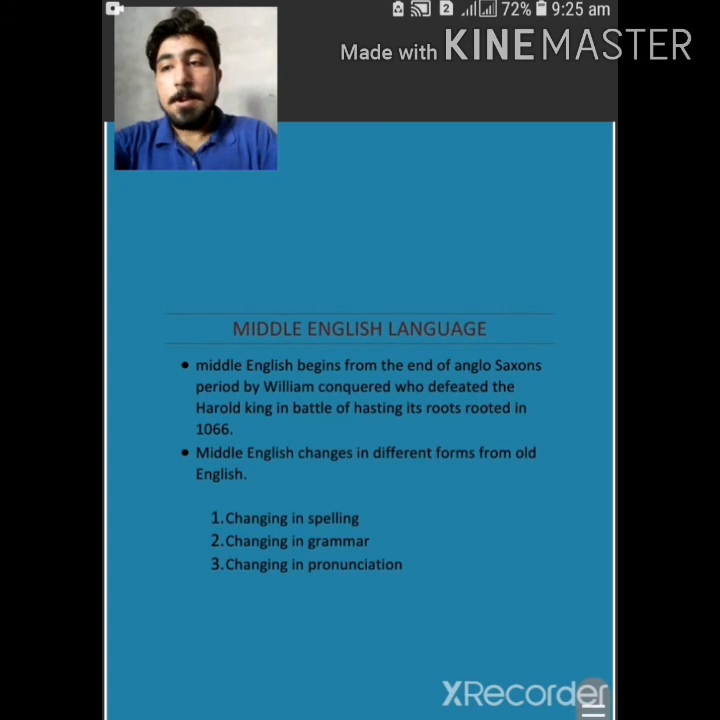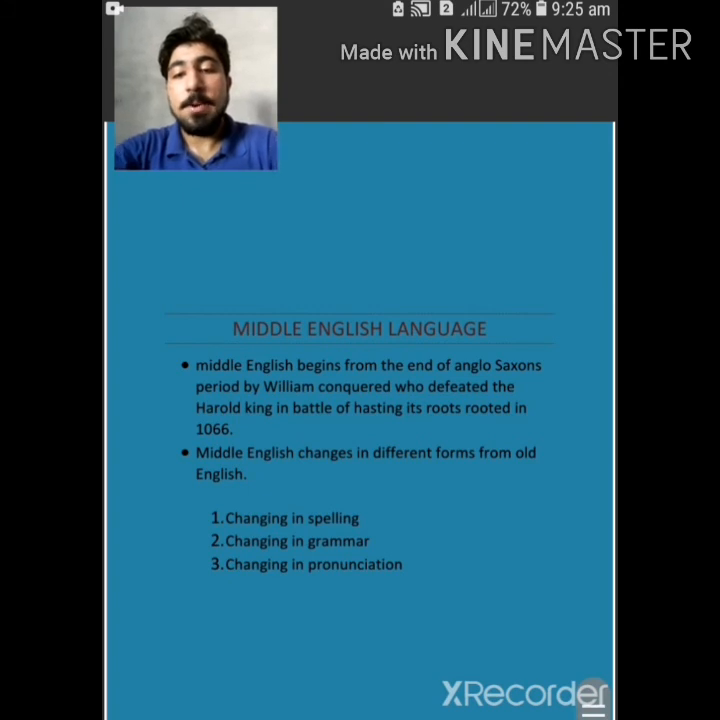We use devil in Old English, in Middle English we use devils. And we use angel in Old English, and we use angels in Middle English. It means these changes came into grammar. So this is my brief on the Middle English language.